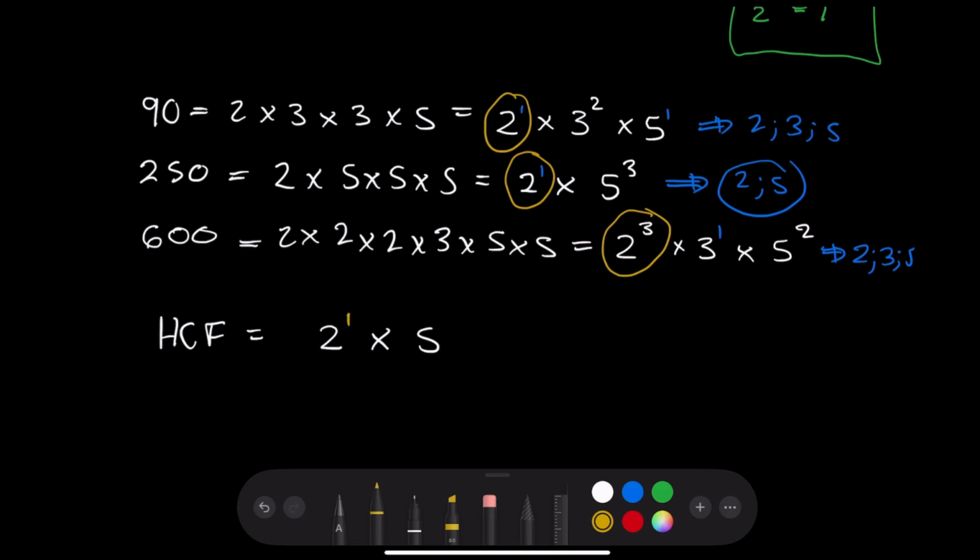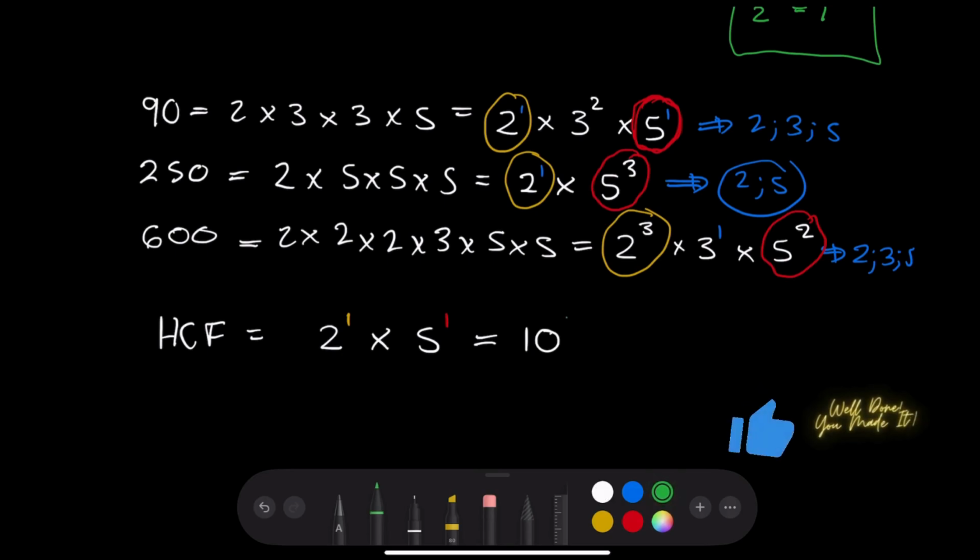Then when I look at the base 5, this is 5 to the 1. This is 5 to the 3. This is 5 to the 2. So which one has the lowest level exponent? It's this one, 5 to the 1, closest to 1. Then the highest common factor would be 10. Then this would be your correct answer.